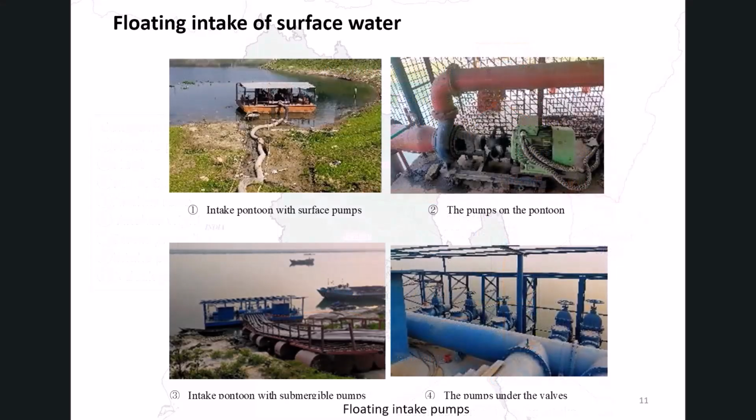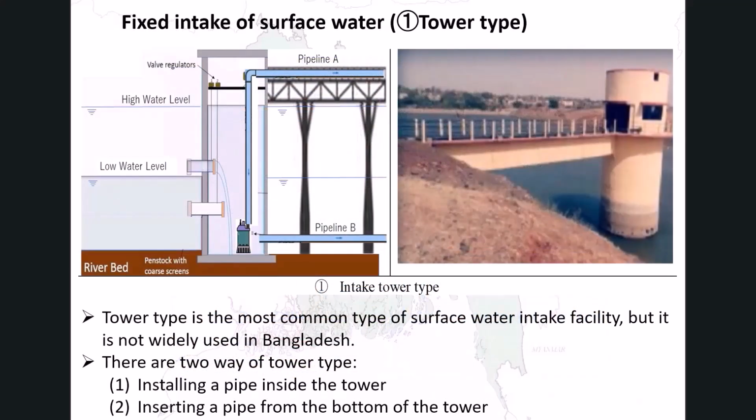Floating intake pumps come in two types, surface type and submersible motor type. The top photo shows the surface type, while the bottom photo shows the submersible motor type. Fixed type also comes in various forms. Figure shows the tower type.